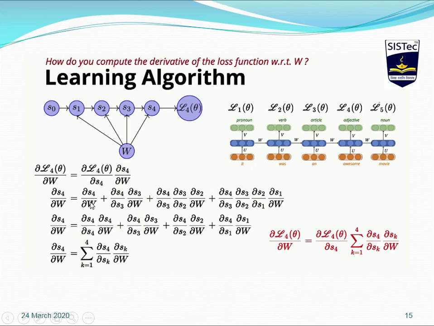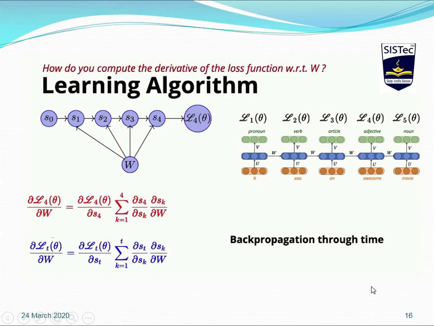Now in this equation we multiply by the delta S4, and this can also be written in this form to show the similarity. Then this equation is converted to a summation with k equals 1 to 4. So this equation can be represented in these terms. For general t terms, the 4 is replaced by t. So the partial derivative at layer t, or time step t, with respect to W is given by this equation. This is known as backpropagation through time.